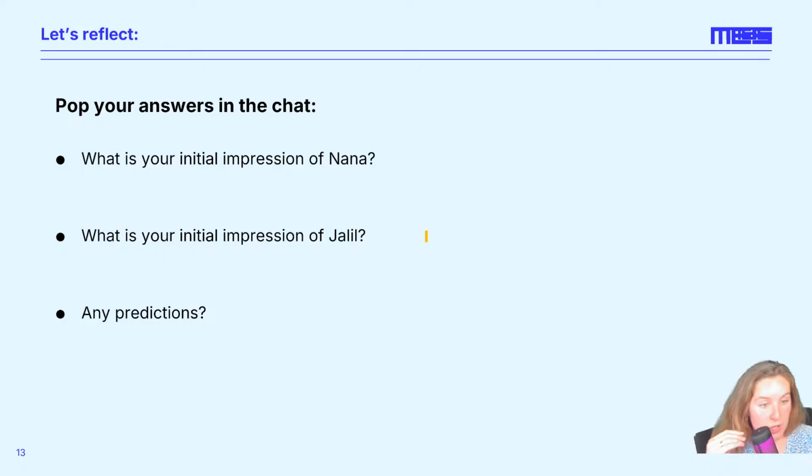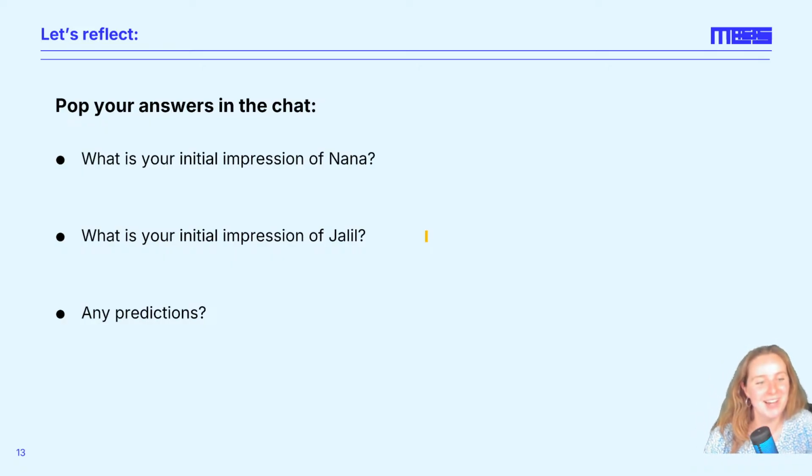Same with Jalil. We've had some excellent descriptions of him so far in the chat: that he is hypocritical, that his euphemism is very transparent, that he's cowardly and forces her to live away from him and not take any of the blame for essentially ruining Mariam and Nana's lives by forcing Nana to have sex with him. And then any predictions?